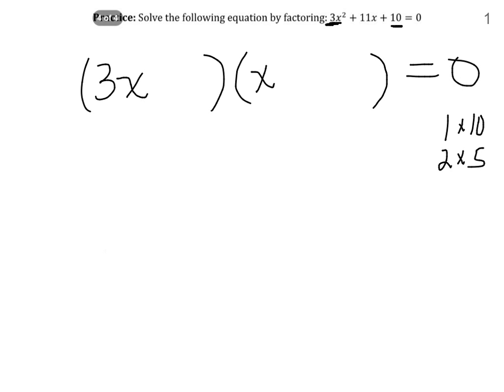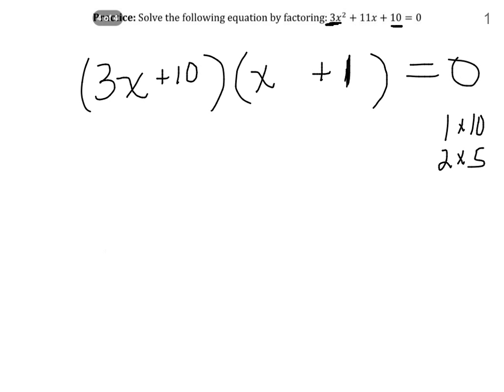The first thing I would guess is that there's not going to be a 10 here, because then I would have to multiply 10 times 3x and I'd get 30x. So let me just get rid of that option there. But maybe a 10 here and a 1 here could work.